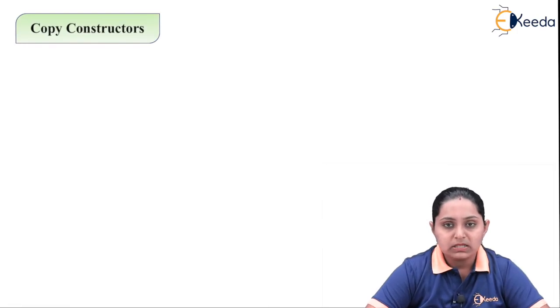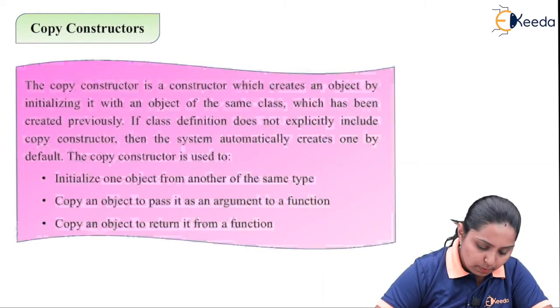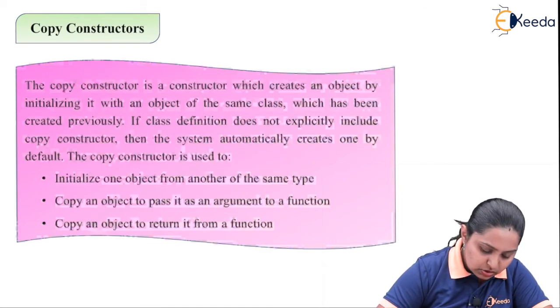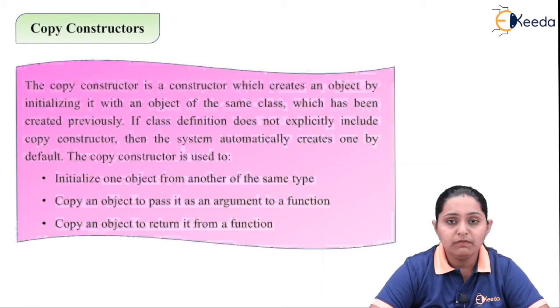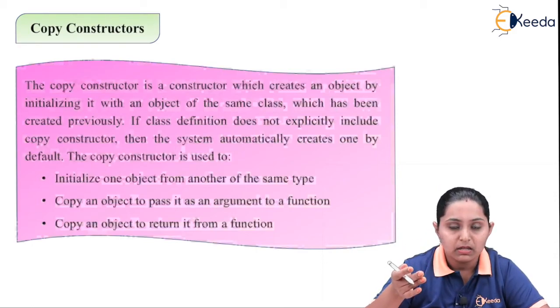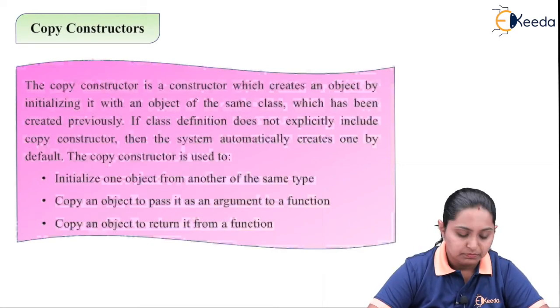type is the copy constructor. What is the use of a copy constructor? A copy constructor is used to create a temporary object. So we'll see in detail. A copy constructor is a constructor which creates an object by initializing it with an object of the same class which has been created previously. So if you want to use any object which was previously created, you can create that copy with the help of a copy constructor.